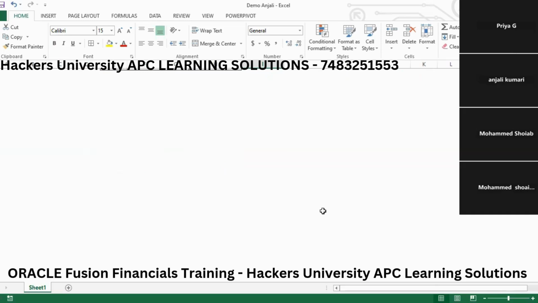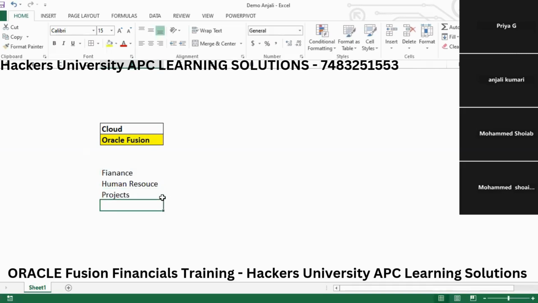Now let's take Oracle Fusion. In this cloud ERP, what different types of operations, you can say offerings, do we have? Companies will have some financial operations, some human resources, and different projects. And they need some supply chain.